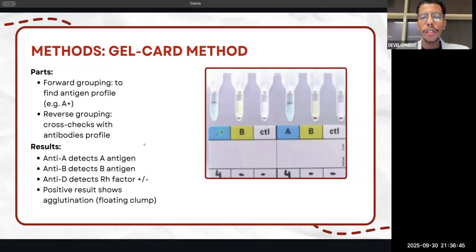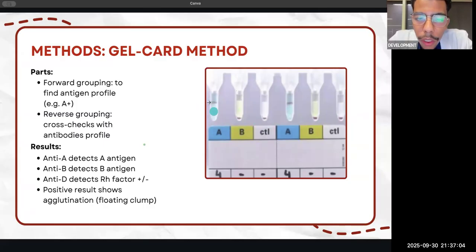So a positive result here would show an agglutination. Agglutination here means that the clumping is floating. So the clump is floating here. However, if it goes down, that means it's a negative result. That means the blood just went through the antiserum and nothing happened to it. So here, because it clumped up and it's floating in A, that means it's positive here. And here it's negative. So what blood type is this?